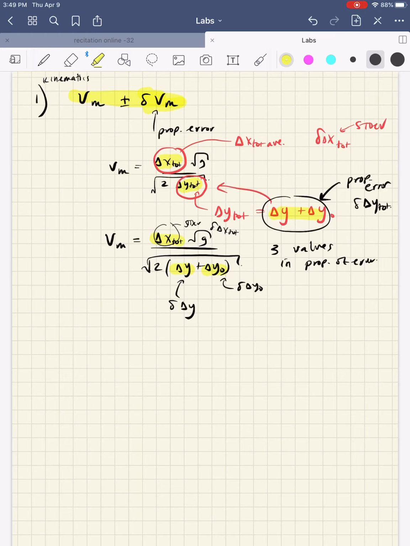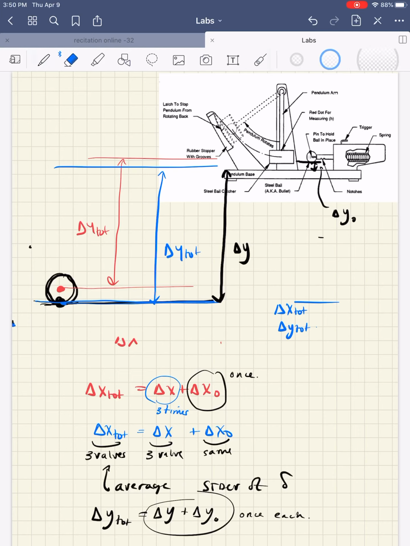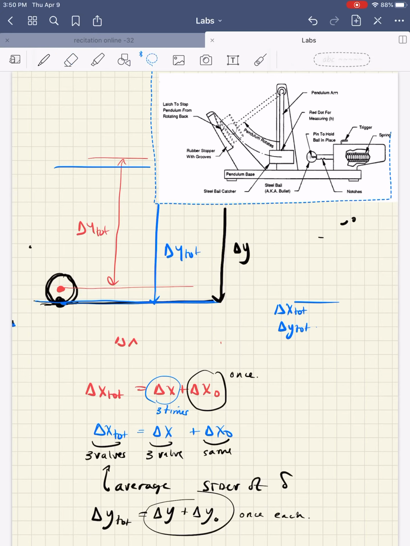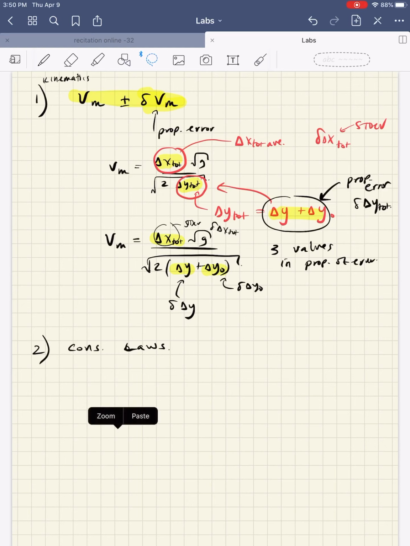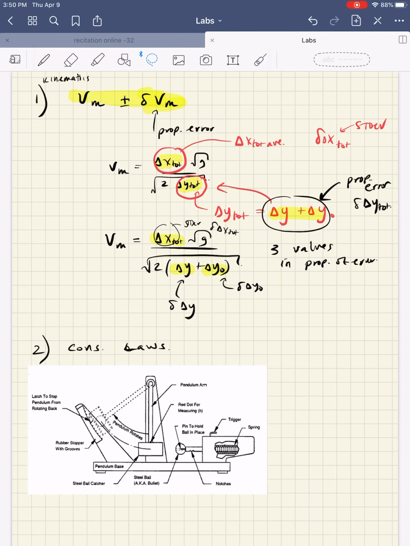And then you'll be finding your muzzle velocity from the second form using conservation of energy and conservation of momentum. And you're going to be comparing those two in a percent difference. So that's pretty much part one. And part two, like I said, comes from the conservation laws portion. So I'm going to go ahead and go back to this picture right here. I'm going to clean it up and copy it. And let's focus on part two here.